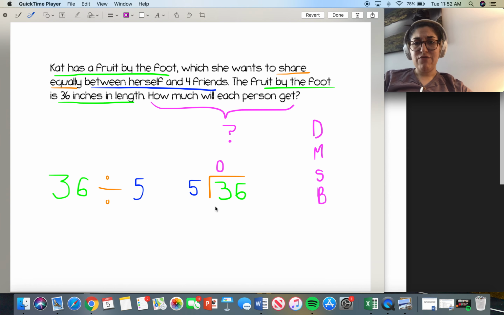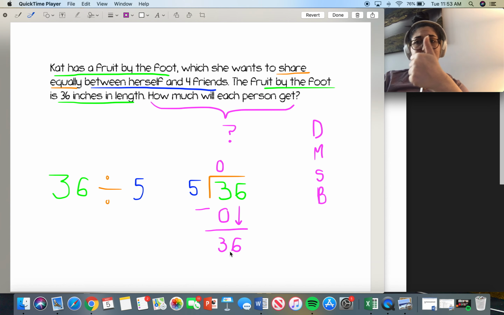So I divided. 5 divided into 3, it doesn't work. I get 0. Multiply 0 times 5. 0 times anything is 0. Subtract 3 minus 0 is still 3. And then I bring down the 6. Now, how many times does 5 go into 36?